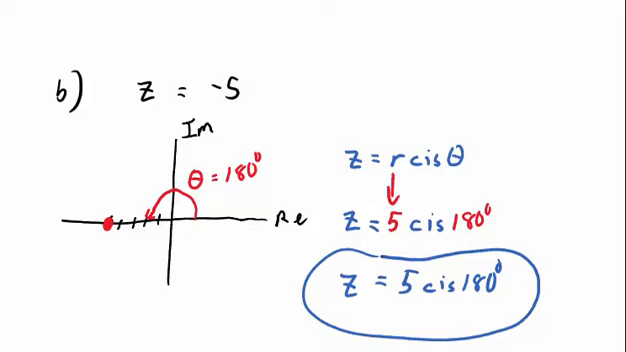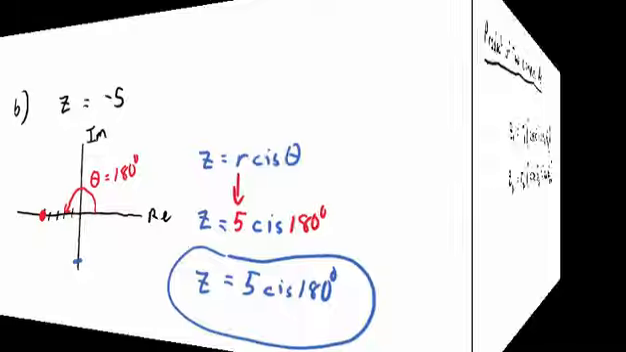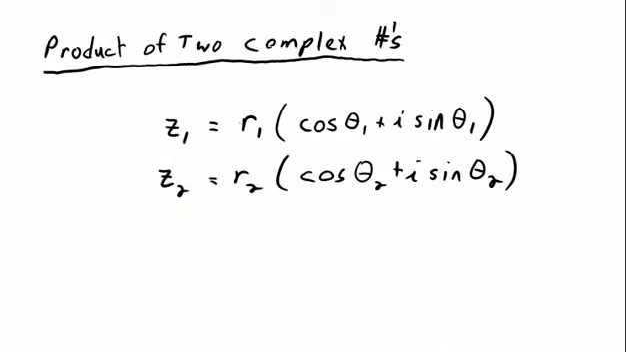Okay? You could do something very similar if you had like negative 5i, except you'd be graphing it down here. But it would still just be 5 units from the origin. What would the angle be if you graph something down here? 270. Yeah. Okay.